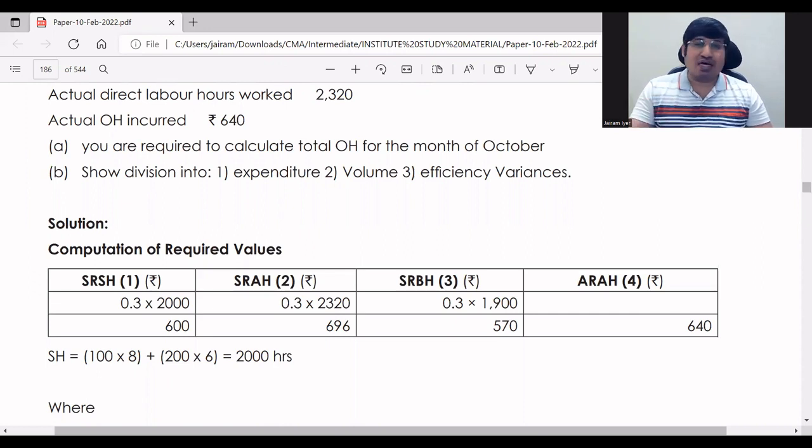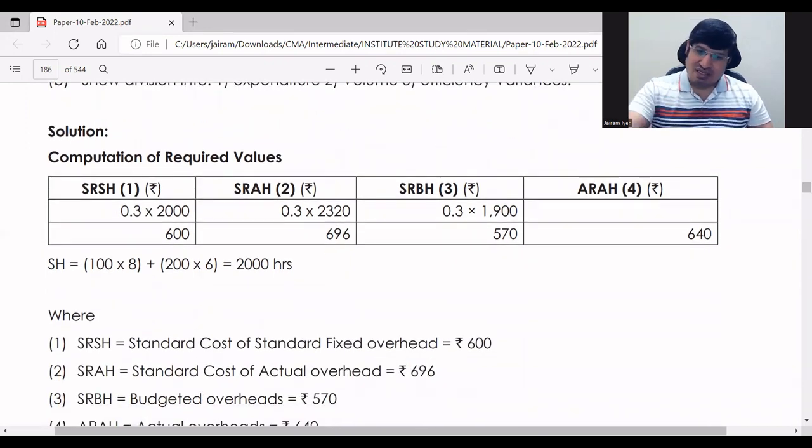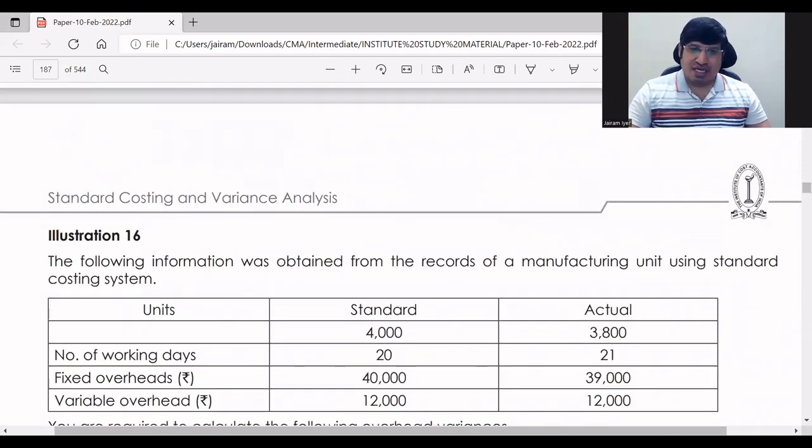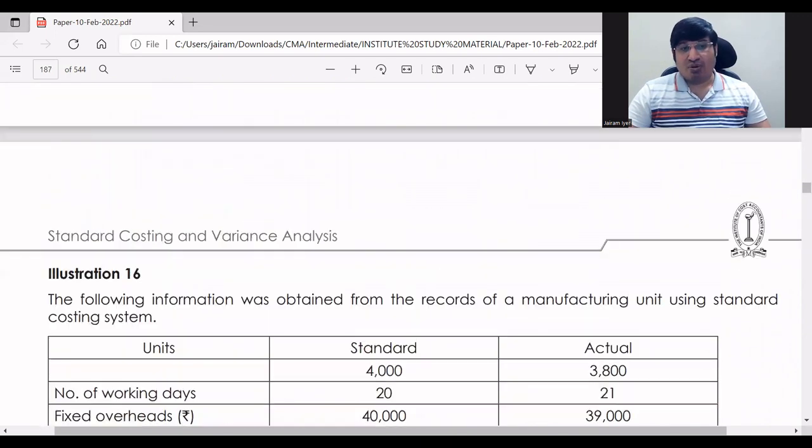We will not have too large problems, okay. Maximum, in standard costing you will get 4 to 6 marks, maximum 8 marks. If they ask 8 marks also, then 2 marks will be for variable overhead variance, then the rest 6 marks will be for these 6 variances or fixed overhead variances, okay. This type of problems only you will get, okay, clear?